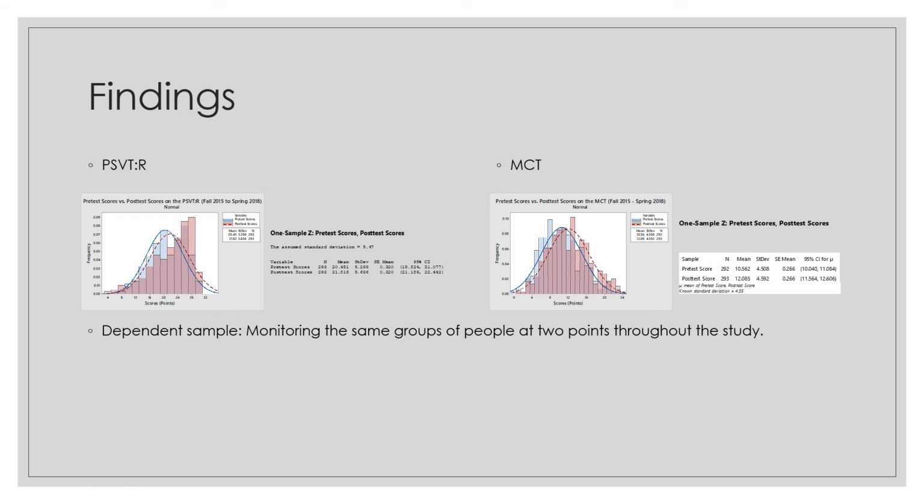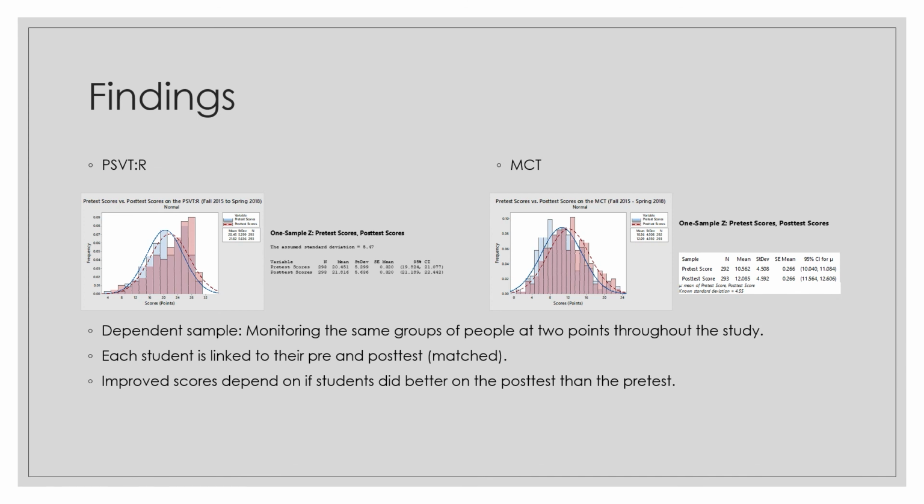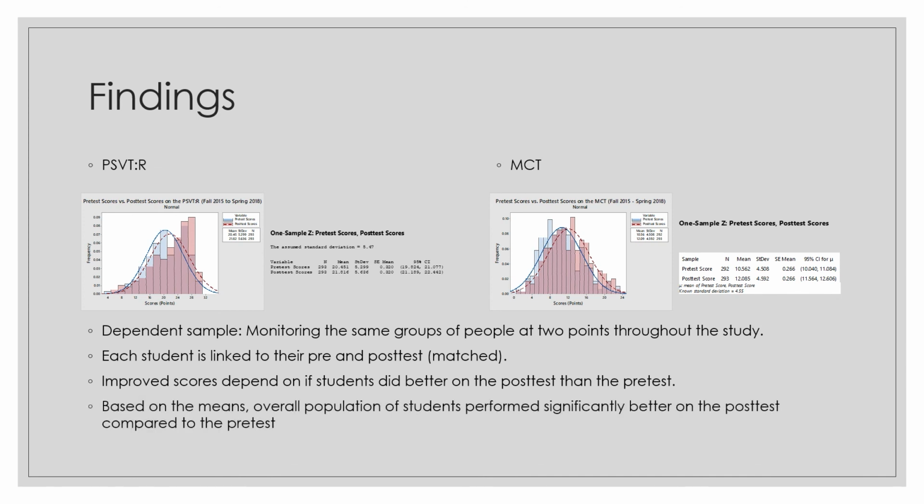Each of these is a dependent sample, monitoring the same group of people at two points throughout the study. Each student is linked to a pre- and post-test, so both exams are dependent. Students take the two exams, one at the start of the semester to set a baseline, and the other at the end to determine the growth or decay of their skills. The improved scores depend on whether students did better on the post-test than the pre-test. Based on the means, the overall population of students performed significantly better on the post-test compared to the pre-test.